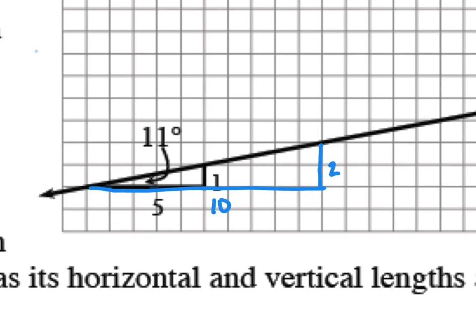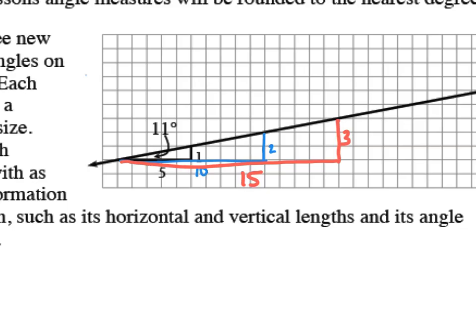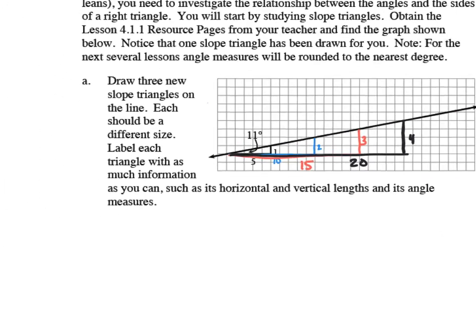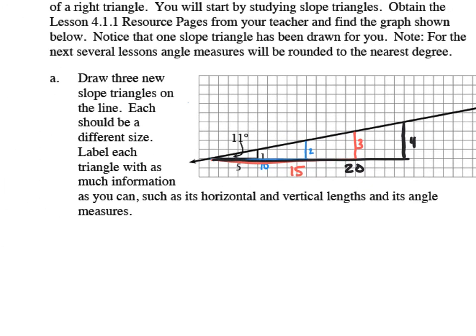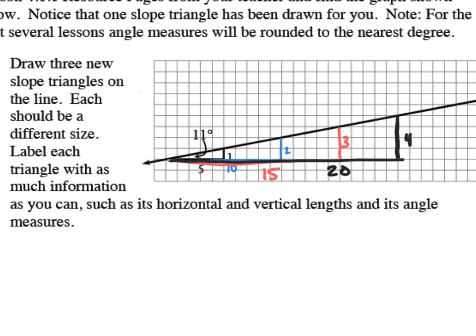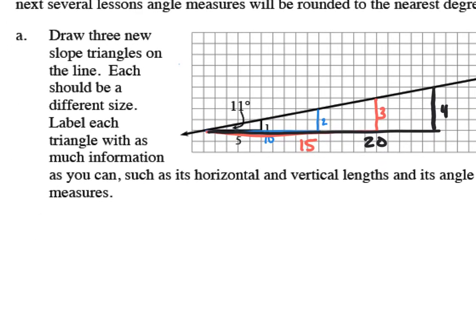I made the rise 2 and the run 10. And the next slope triangle, I made the rise 3 and then the run was 15. And the final slope triangle I drew here had a height of 4 and a run of 20. It also wants me to include angle measures here, so I know these angles here are 90 degrees because it's a vertical component and a horizontal component. Then there's some important questions to consider.